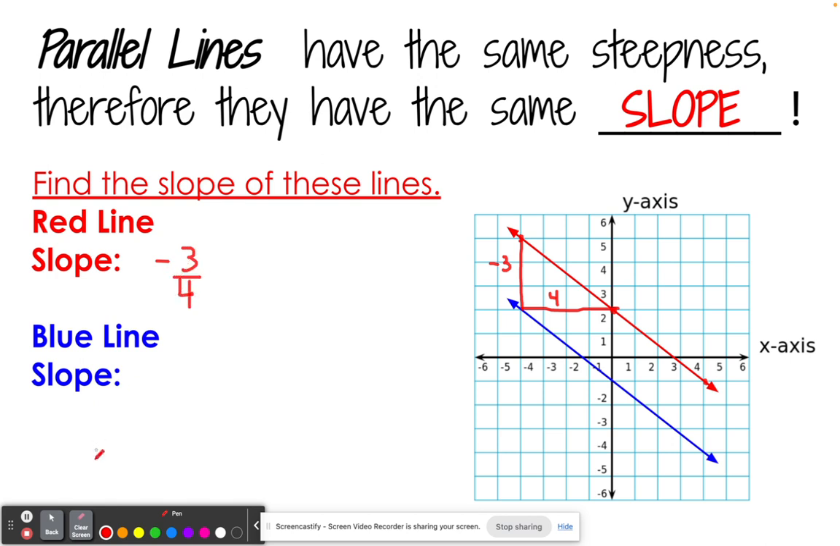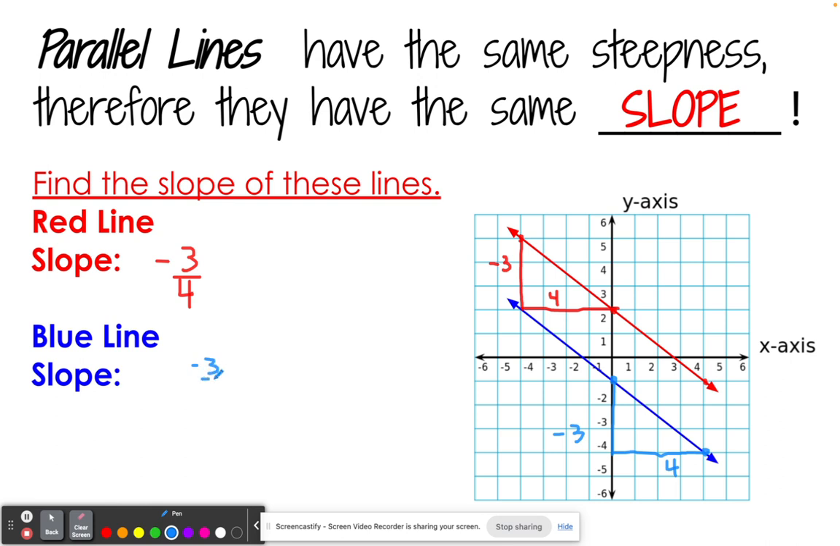Let's look at my blue line. Again, I have numerous points I could use. I'm going to start here, like I said, just so it doesn't interfere that much. And let's go down to this one here. Again, I'm going down 1, 2, 3, and over 1, 2, 3, 4. So again, my slope is negative 3/4.